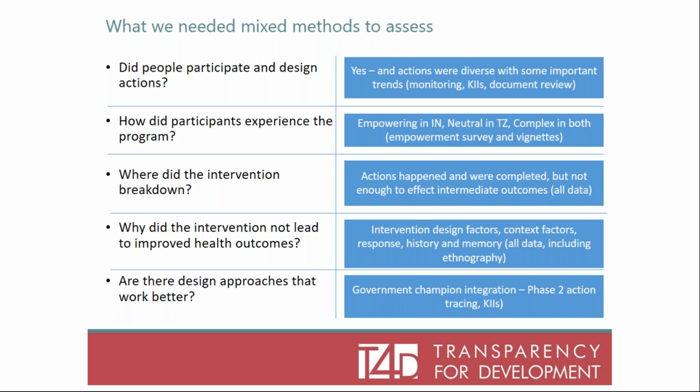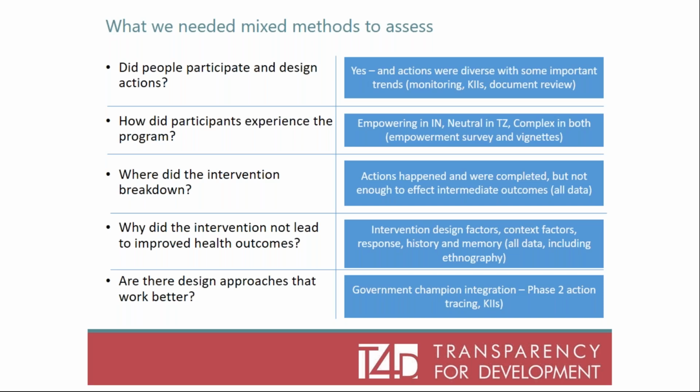We looked at where the intervention broke down, which I think is one of the most useful and practical things for organizations that are doing this type of work. What we saw was that actions happened, they were completed, but they weren't enough to have an effect on intermediate outcomes, which led us to then ask, well, why did the intervention not lead to intermediate outcomes? And we have several hypotheses related to this, which we're also writing up. We think there's a lot of things related to intervention design factors, context factors, response, this issue of history and memory, which we were able to look at through this ethnography that we embedded into the approach.